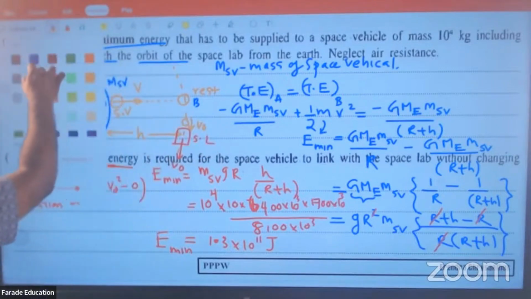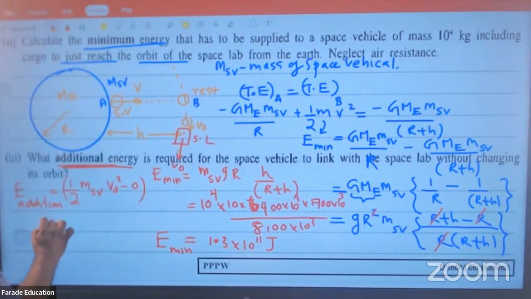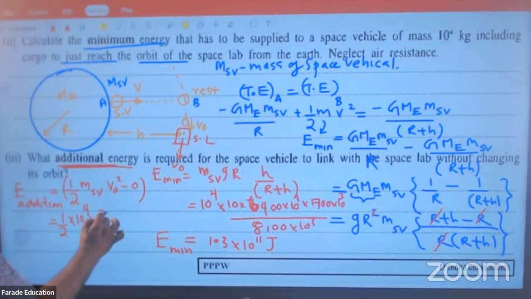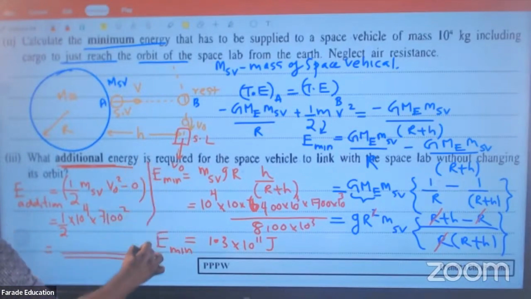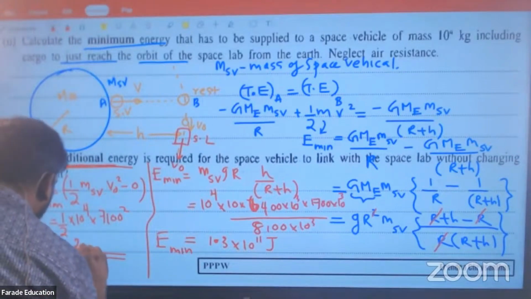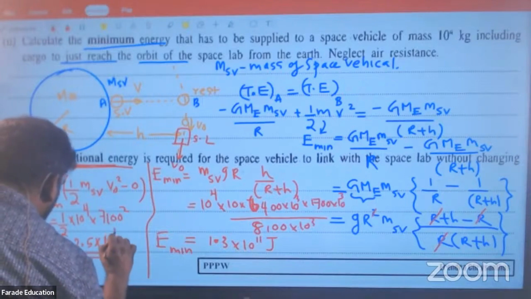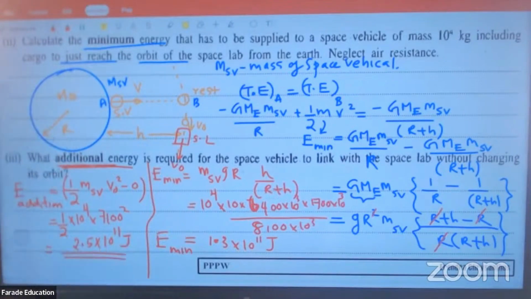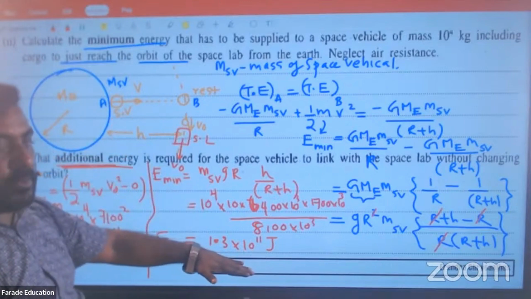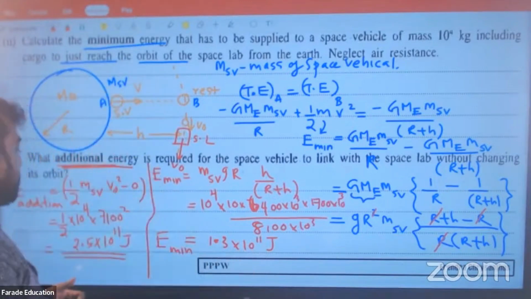Okay, now simplify this. Mass of the space vehicle is 10 to the power 4, orbit velocity 7,100 squared. Simplify the additional energy. This part only is here. Additional energy, how much? 2.5 × 10 to the power 11 joule. So to reach here it takes 1.3 × 10 to the power 11, and to connect it with the space lab, 2.5 × 10 to the power 11.